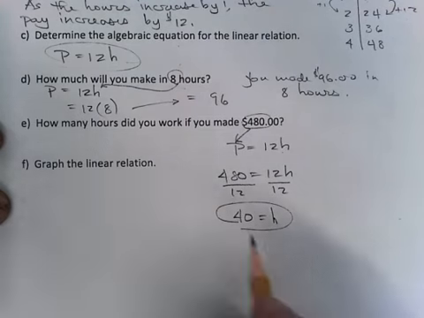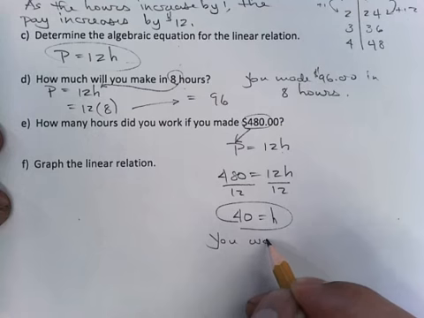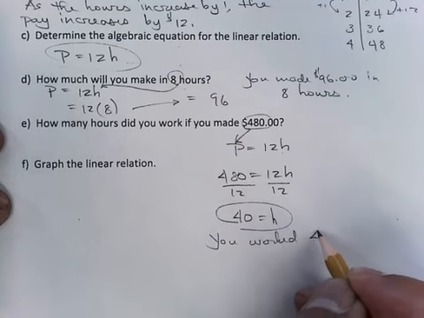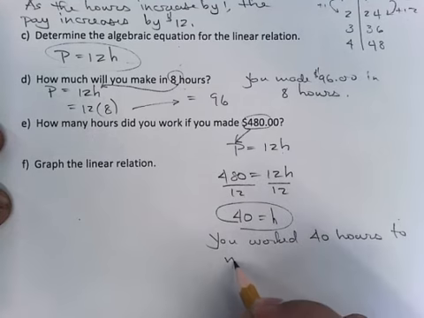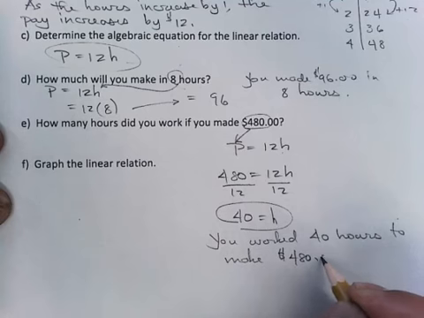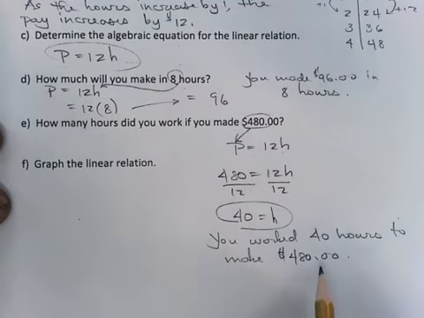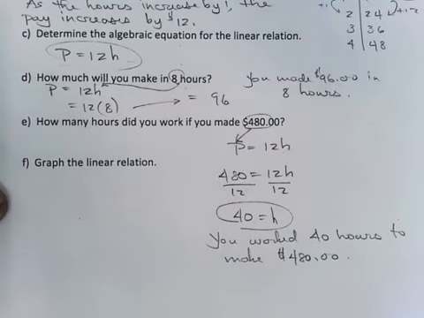So you worked 40 hours to make $480. Not bad pay for full-time work, because most people do work 40 hours as full-time.